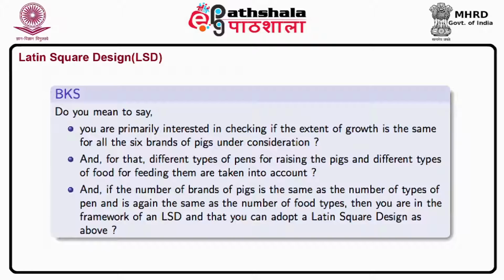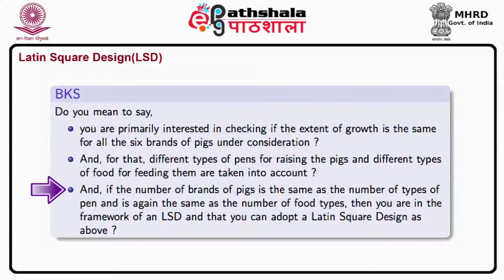Maybe that's why these two types of variations have to be taken into account in order to examine the extent of growth. So your main target is extent of growth, but you cannot abandon the case that they are raised in different pens and they have got different food habits. That's why these two are the row and column effects, the blocking factors.